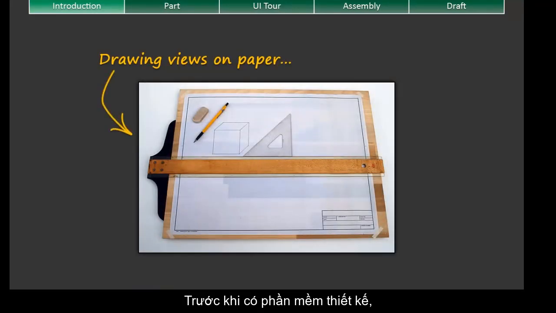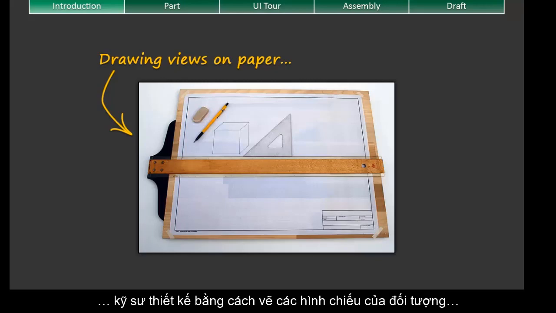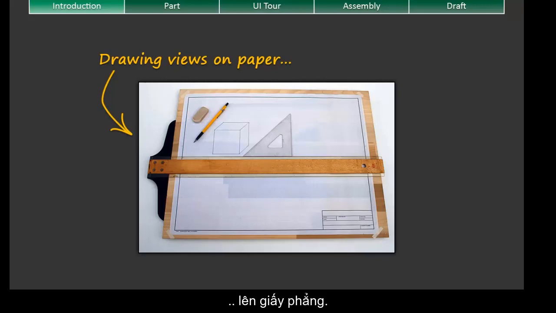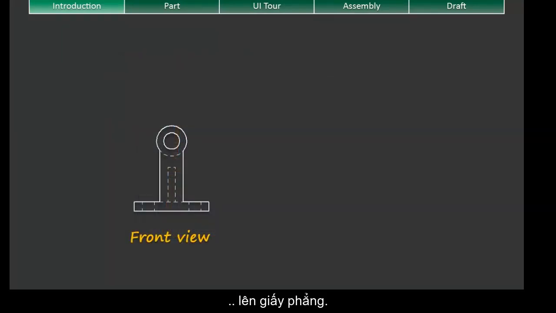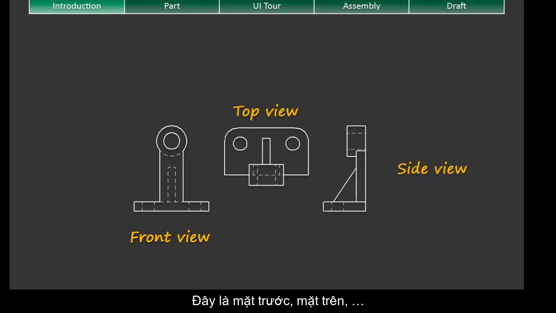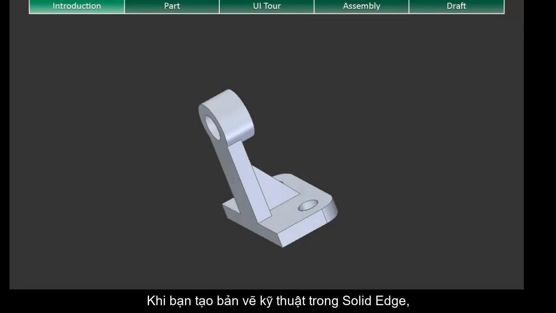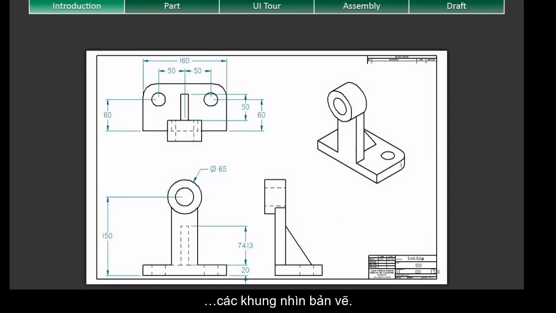Before computer modeling, engineers designed by drawing views of the object on flat sheets of paper. For example, here is a front view, a top view and a side view. When you create engineering drawings with Solid Edge, the drawing views are created for you automatically, and detailed product manufacturing information is derived from the model itself.